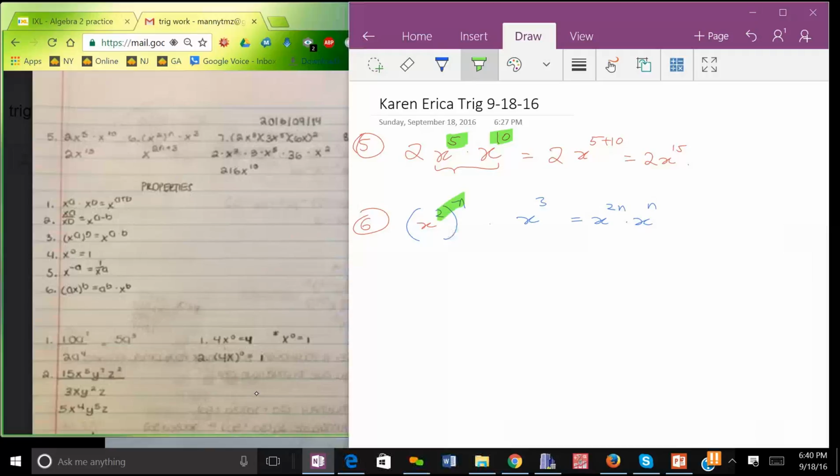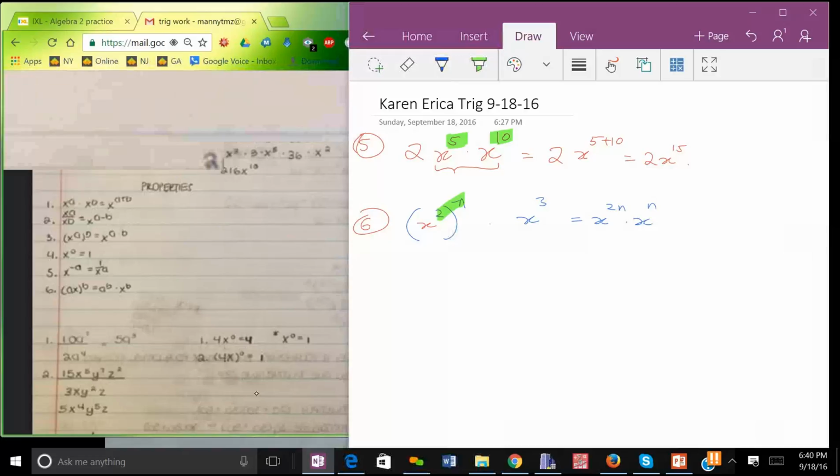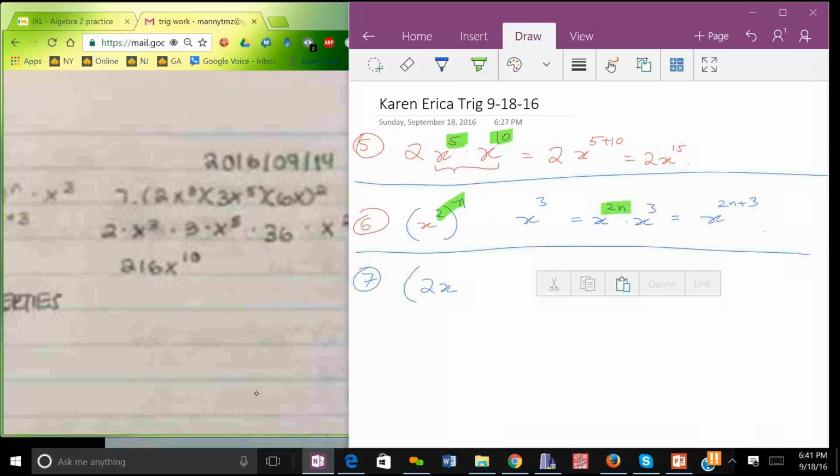Look at question number 7. What does it say? 2x cubed times 3x to the 5th power times 6x squared, right? Oh, the square is outside. So the interesting thing here is, see that square? That square has power on everything that's inside, all of the 6x. It has power on everything.